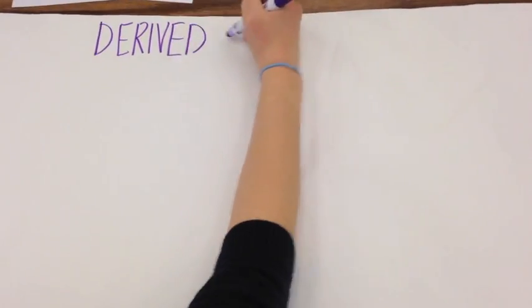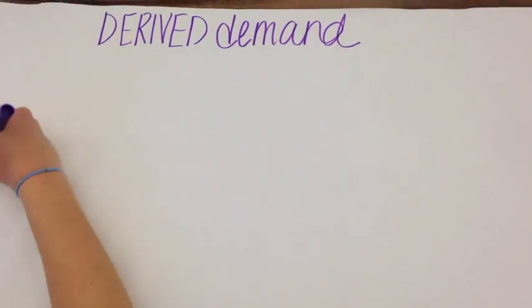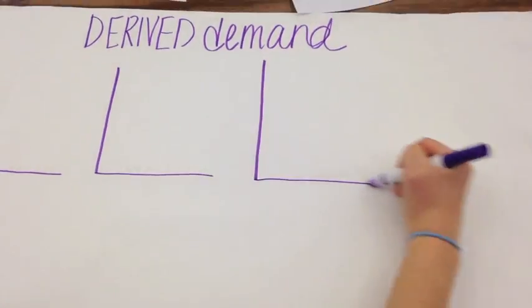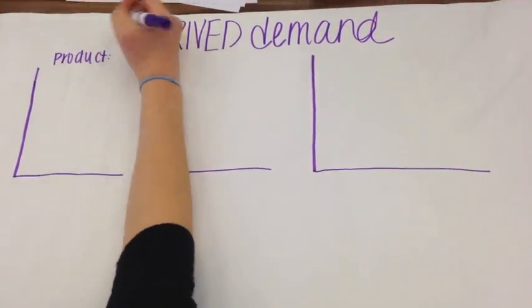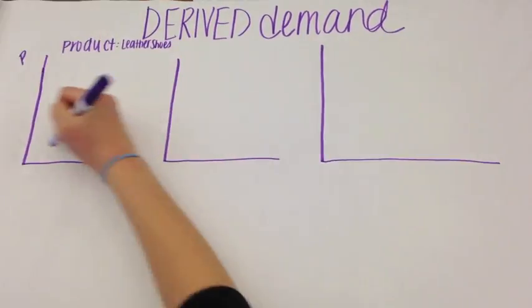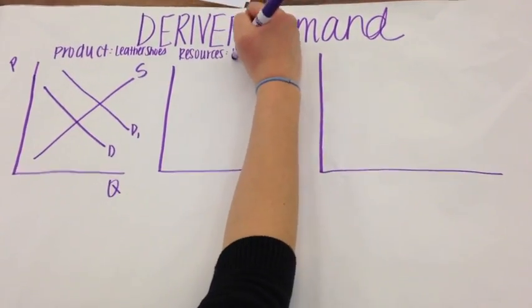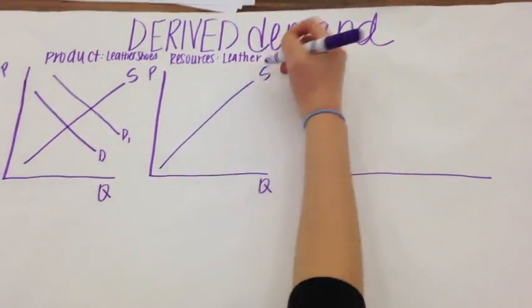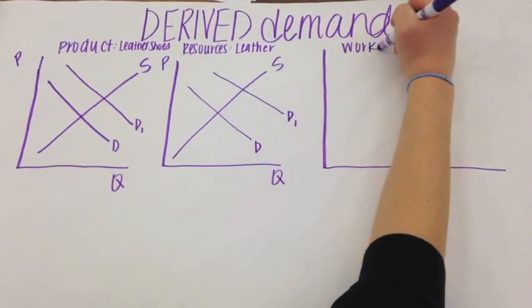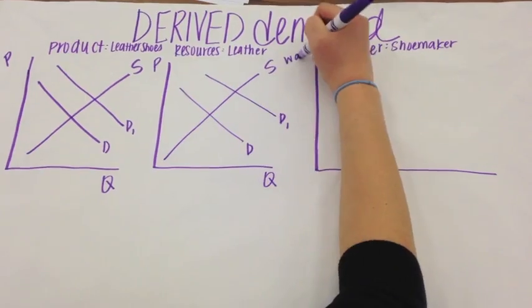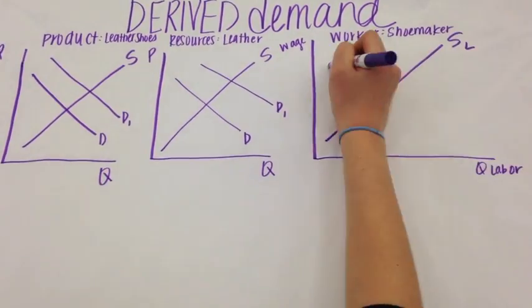Alright guys, we're going to be talking about derived demand. Derived demand can be defined as the demand for the input/resource is derived from the demand for the product. We're going to be using an example of leather shoes, with the resources being leather and the worker being the shoemaker. If the demand for the leather shoes goes up, the demand for everything else goes up as well, and vice versa.